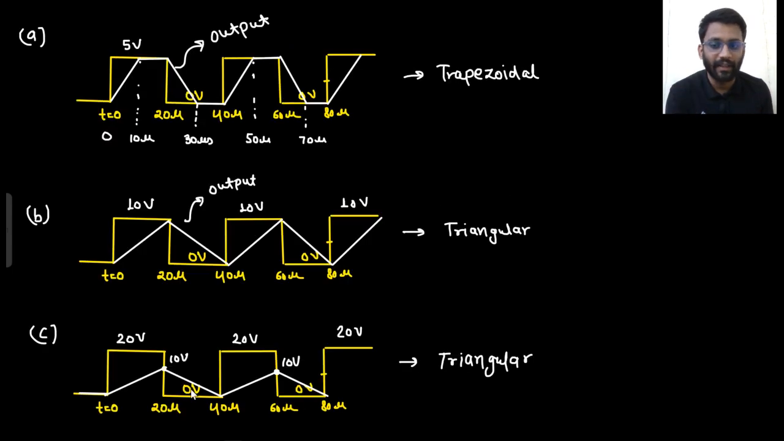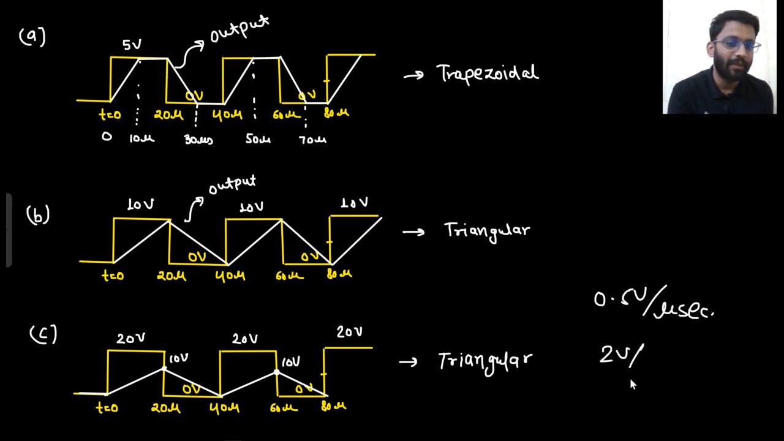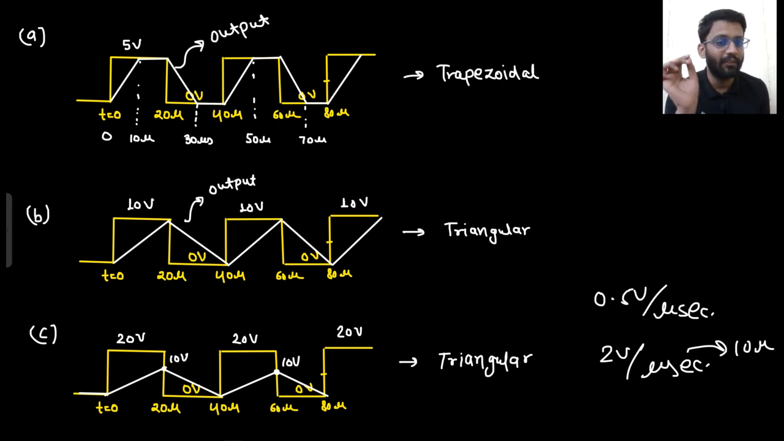If the slew rate was higher here, let's just say it was 2 volt per microsecond, then how much time would it have taken to reach 20 volt? 10 microseconds, right? In 10 microseconds, it would have reached 20 volt. So here only it would have reached. But our slew rate was less. So always the slew rate should be higher than dV naught by dt.